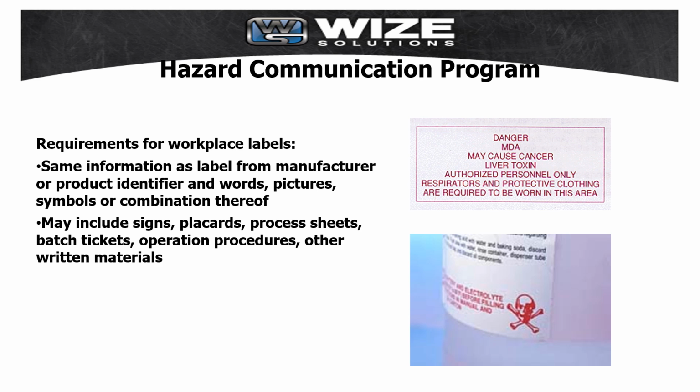The employer may use signs, placards, process sheets, batch tickets, operating procedures, or other such written materials in lieu of affixing labels to individual stationary process containers, as long as the alternative method identifies the containers to which it is applicable and conveys the information required by 29 CFR 1910.1200 outlined above to be on a label. The employer must ensure the written materials are readily accessible to the employees in their work area throughout each work shift.